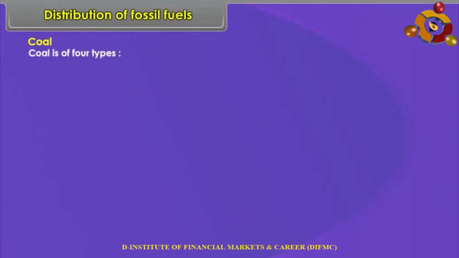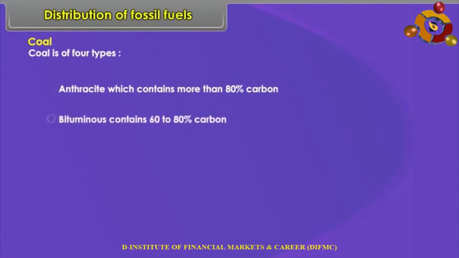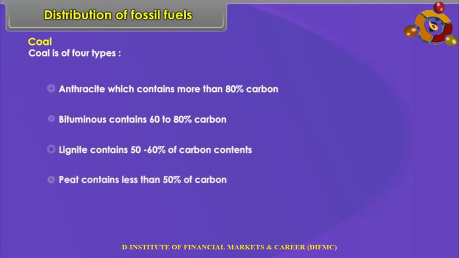Coal is of 4 types. They are anthracite, which contains more than 80% carbon. Bituminous contains 60 to 80% carbon. Lignite contains 50 to 60% of carbon contents. Peat contains less than 50% of carbon.